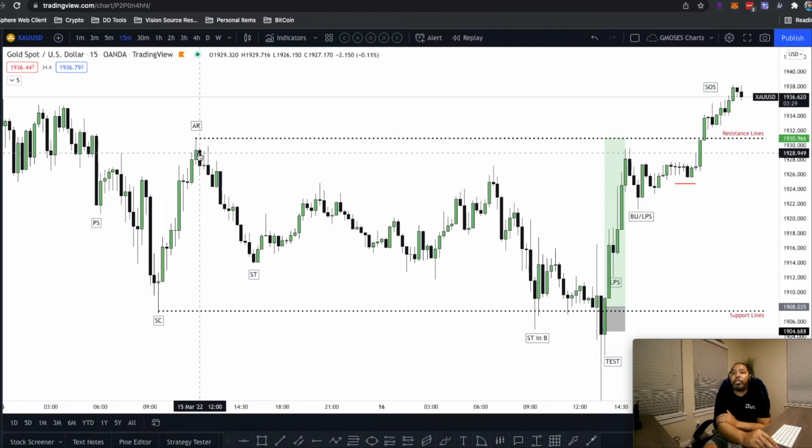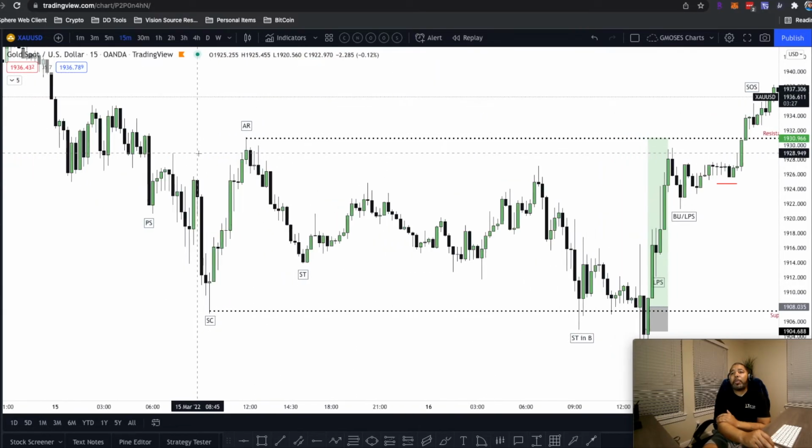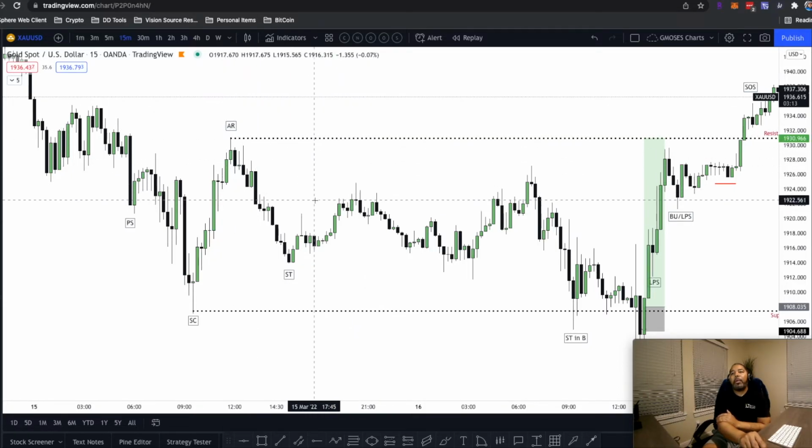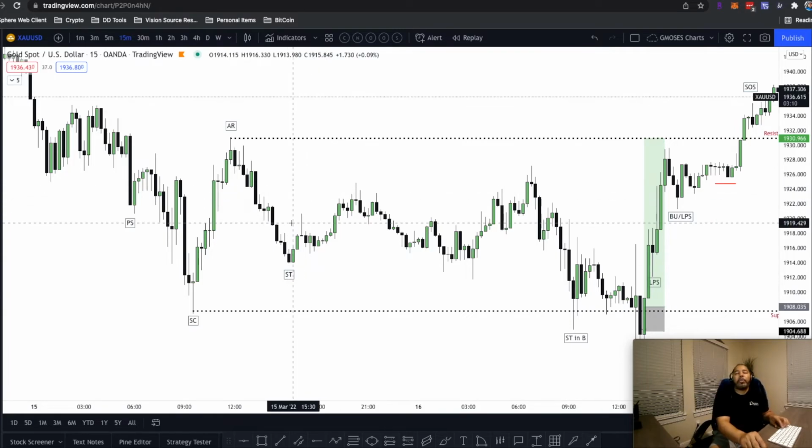For example, you see in this particular area, we was in a downtrend. Price actually gave us a break of structure, came back to retest. But as you can see, when price came up, it did not necessarily break this area here. But what did it do?